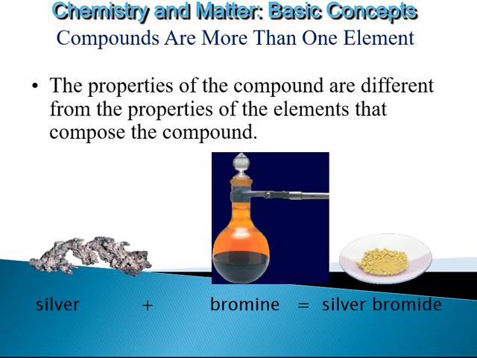Compounds are more than one element, and like I said, the properties of the compound are different from the properties of the elements that make it up. So if I had silver, you know what silver looks like. It's a silverish colored metal. And then if you have bromine, which is a brownish colored liquid at room temperature. And silver bromide is a yellow powder. So it's totally different and has different properties than the silver and the bromine when they were separate.